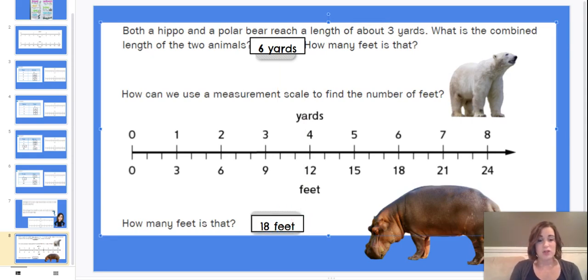So that's how you convert units of measure. Just remember that there are 12 inches in a foot, and there are 3 feet in a yard. That will help you with your conversions, especially when you get to larger numbers where it's not on your conversion chart anymore.